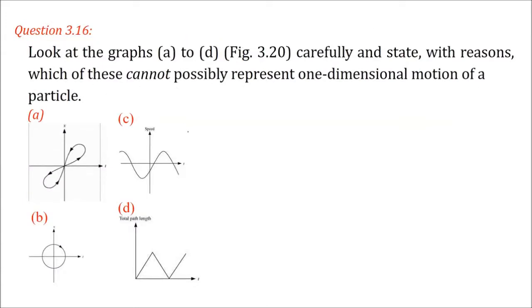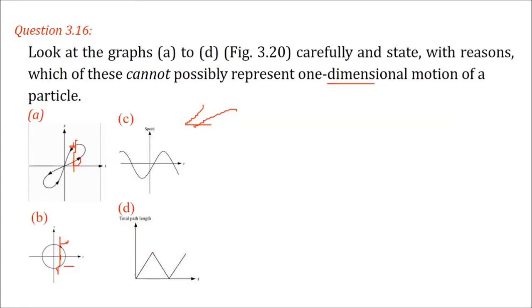We have certain graphs. We have to state with reason which of these cannot possibly represent one-dimensional motion of a particle. When we are talking about one-dimensional motion, we have to understand that at the same time the particle cannot be in two positions. See, at this time the particle is at this point, and see this one. If you draw a line at a certain time, it is in two positions, right?